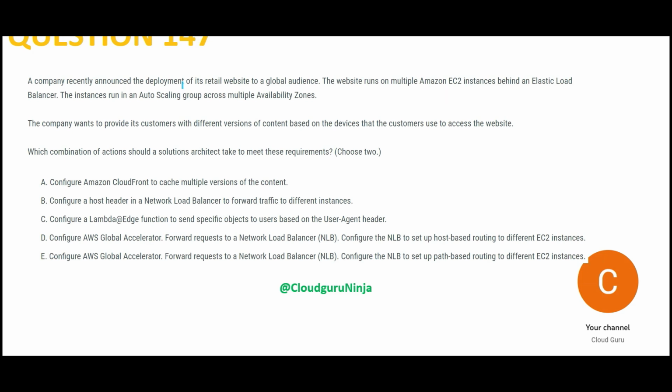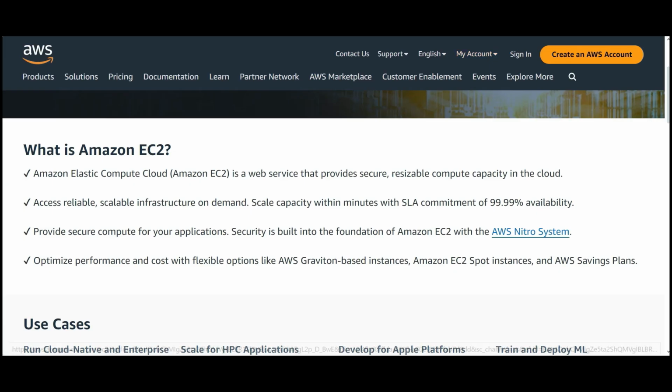So the company already has a retail website. Now they want to go global. They want people, for example, if this website is in India, they want to give access to people in America, people in UK, and so on, other countries. And what does the website use? So they are using EC2, which is a elastic compute cloud system.